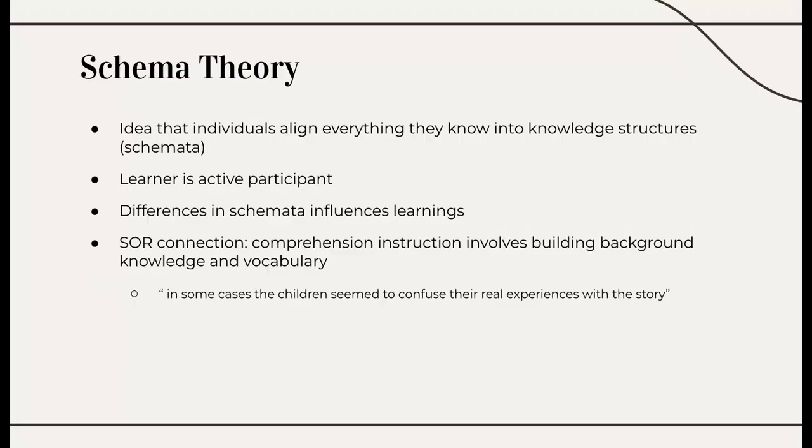Next, we have schema theory. When I was reading about schema theory, I was constantly reminded of science of reading practices, especially on the comprehension side. So this is the idea that individuals align everything they know into knowledge structures called schemata. Learners must be active participants because their learning relies on his or her own schema. Differences in schemata influence learning. So the more elaborate someone's schemata is, the more easily he or she will be able to learn that new information.